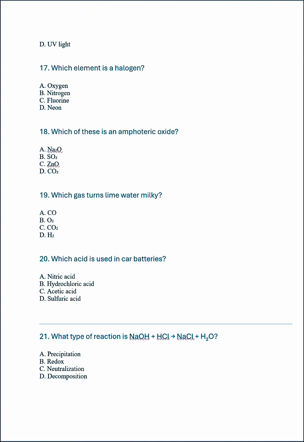17. Which element is a halogen? So if you can remember your halogens, you would know that the correct answer there is fluorine, which is C. Now number 18. Which of these is an amphoteric oxide? So the correct answer there is C. 19. Which gas turns lime water milky? This one is very simple. Almost everybody knows this one. The correct answer there is C, CO2.